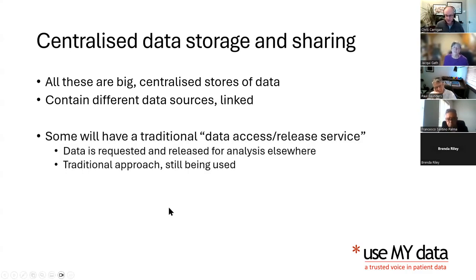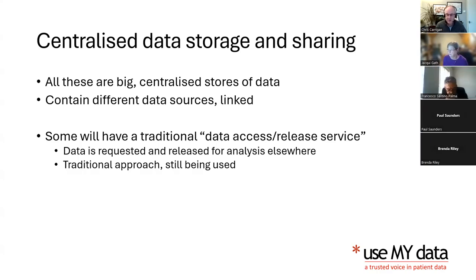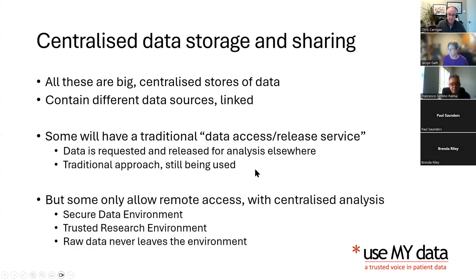When you've got these data storages linked together, these big pots of data in a humongous bucket, what do you do with it if somebody says, can I do some work on it? So some of what I've called here a traditional data access or release service, where a researcher will request access to data to do a specific piece of work. It'll go through an approvals process, and then that data, if it's approved, will get released and given out to, for instance, a university, and the university would use that data to do their research. And that's quite a traditional way of working, but it's still being used. I've got some numbers on that later on, actually.